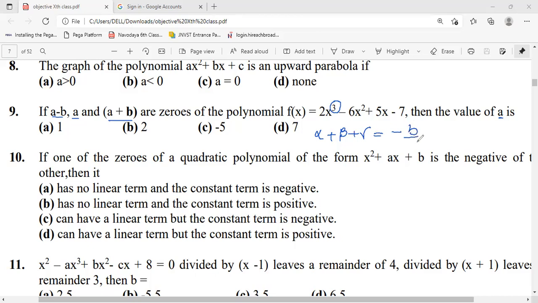alpha plus beta plus gamma is equal to minus b by a. What is alpha here? a minus b, plus what is beta here? Just a. What is gamma here? a plus b, is equal to minus b by a.